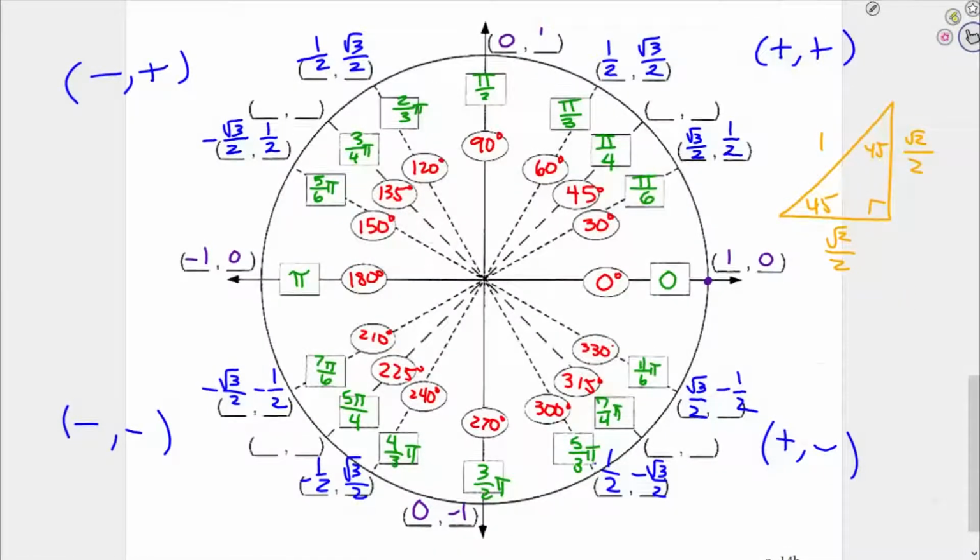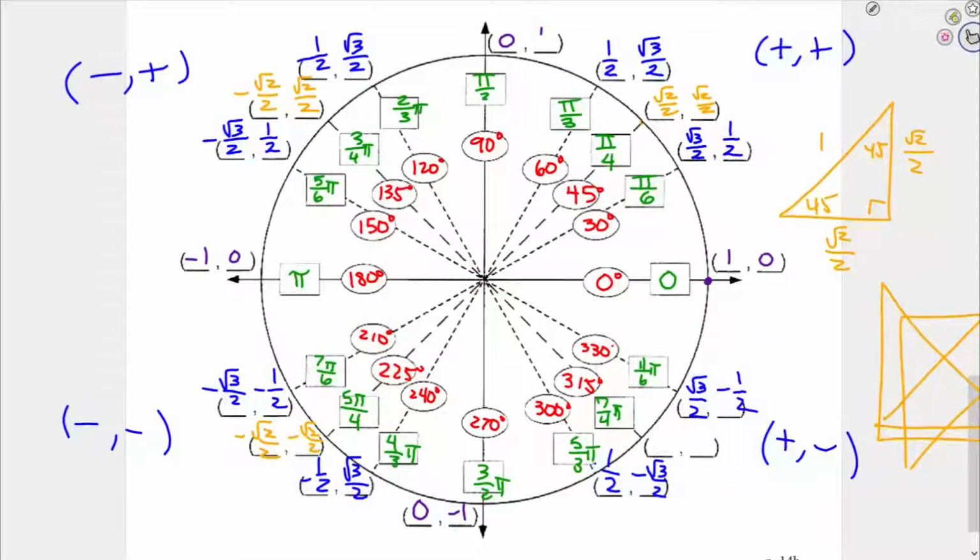Okay, that's the only number I have to work with: root 2 over 2. Looking in this first quadrant, it's going to go positive, positive, so it's root 2 over 2 and root 2 over 2. Going in this direction, I'm going in the negative x direction, negative root 2 over 2, and in the positive y direction, root 2 over 2. And down here, I'm going negative in the x direction, negative root 2 over 2, and then negative in the y direction, negative root 2 over 2.